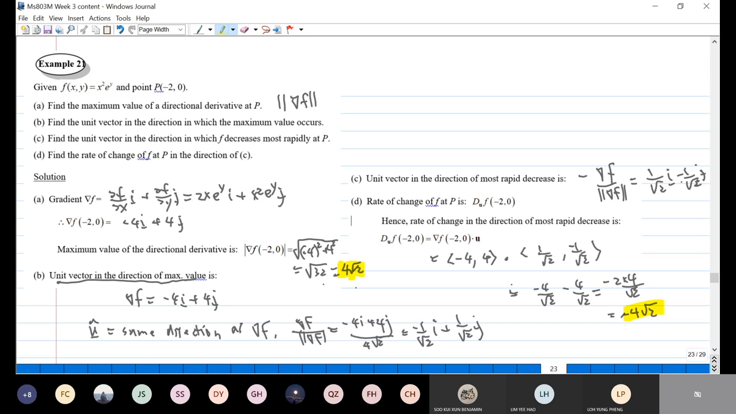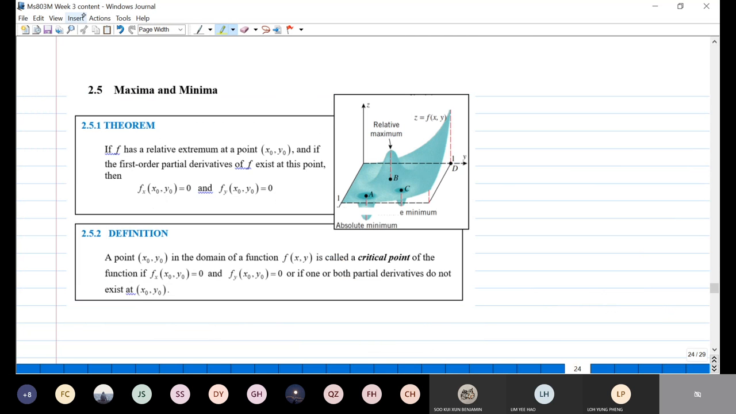Okay, so directional derivative, okay, and then I move on to the next page, right? I want to move on to the tutorial question. Talk about maximum minimum later on. So tutorial question first.